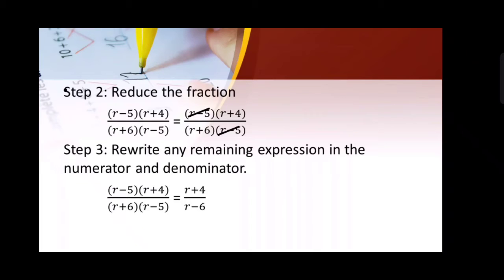So let's proceed to step 3. Rewrite any remaining expression in the numerator and denominator. The remaining expression is r plus 4 over r plus 6, and we cannot simplify it anymore, so it is the final answer. So let's proceed to example number 3.